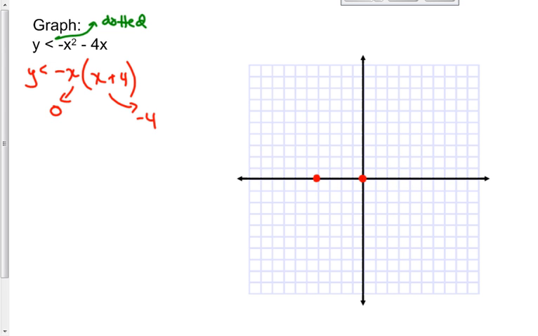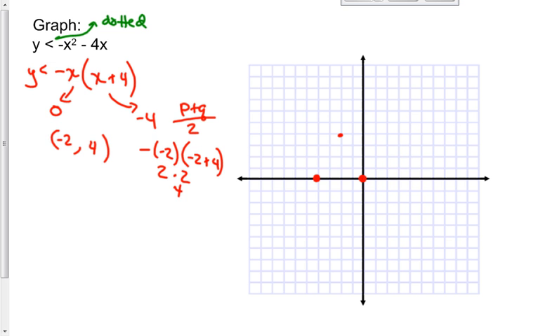Now I'm going to need a vertex out of that. Vertex, you could either do halfway in between, or you could do negative b over 2a. It doesn't make any difference. These numbers are fairly easy. Between 0 and negative 4, halfway in between is negative 2. This is our p plus q over 2 rule. 0 plus negative 4, negative 4 over 2, negative 2. And then remember, we plug it in. So I need the negative of negative 2, and then negative 2 plus 4. 2 times 2, 4. Negative 2, 4 is going to be my vertex up here.